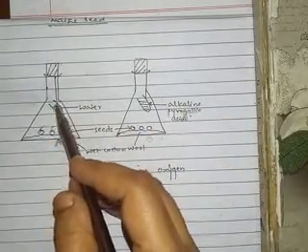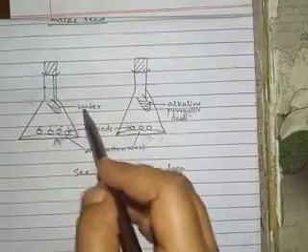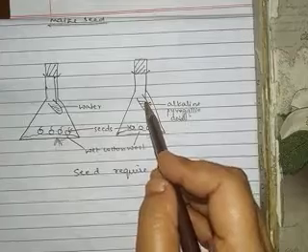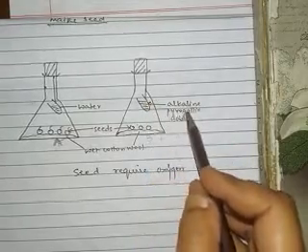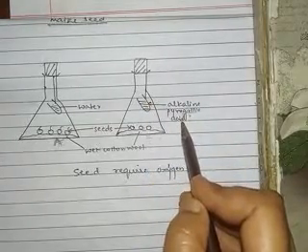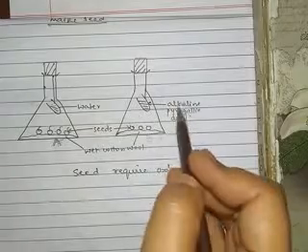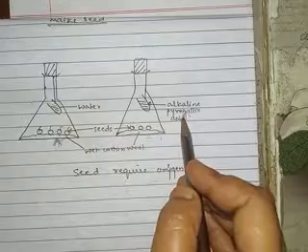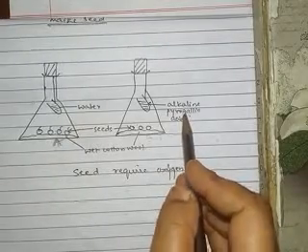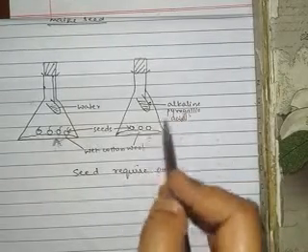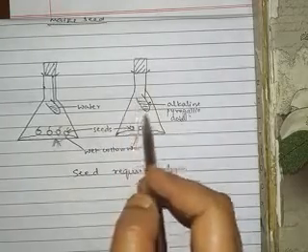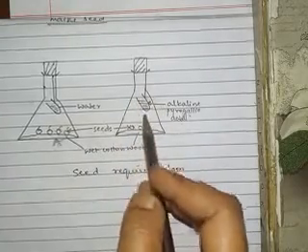Now the test tube that was inserted in flask A contains water, whereas the test tube that was inserted in flask B contains alkaline pyrogallic acid. Now alkaline pyrogallic acid is a chemical which absorbs oxygen present in the flask. So alkaline pyrogallic acid will be absorbing whatever oxygen is present in the flask.